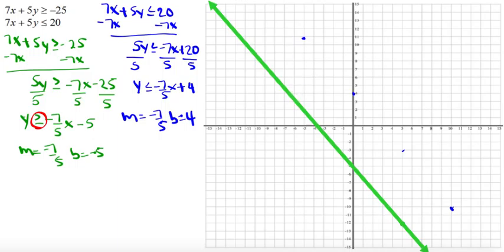Okay, so I look at my inequality symbol, it's less than or equal to. So I know that I have part of my solution on the line, so it's a solid line that I'm going to draw.